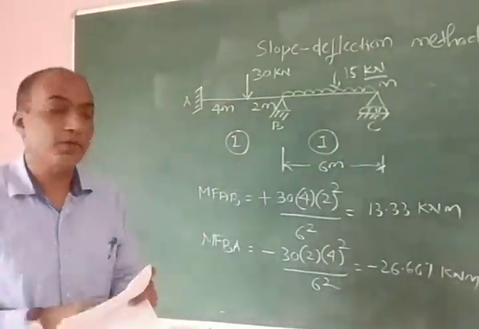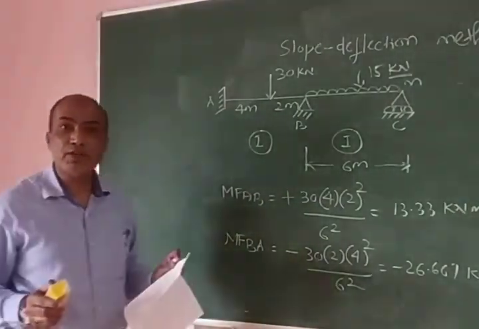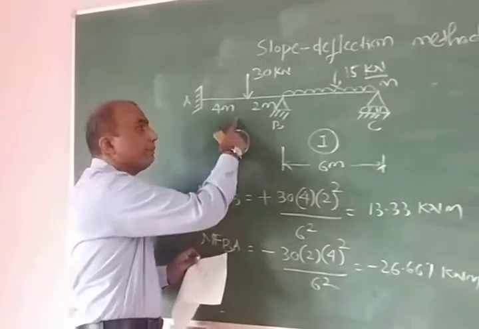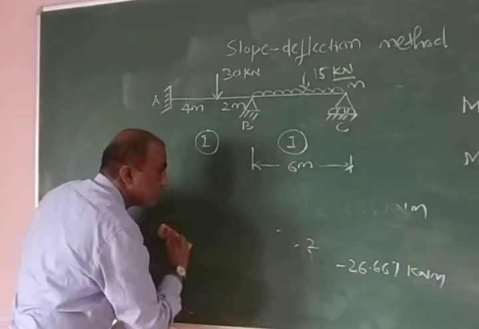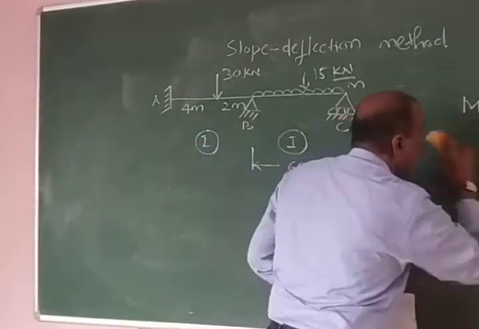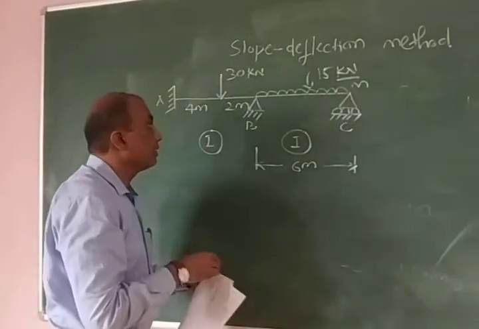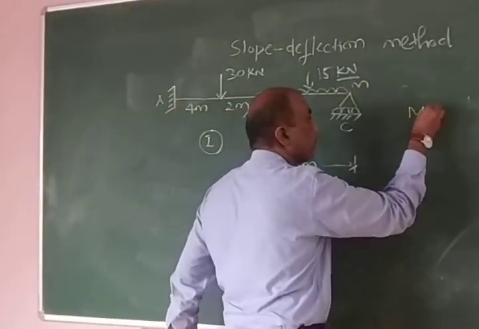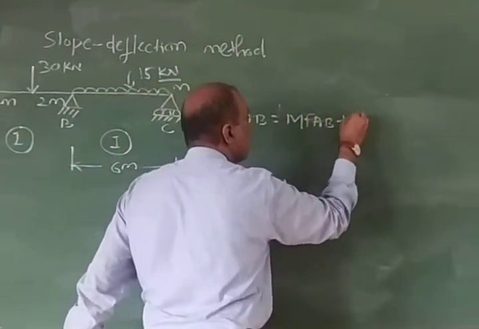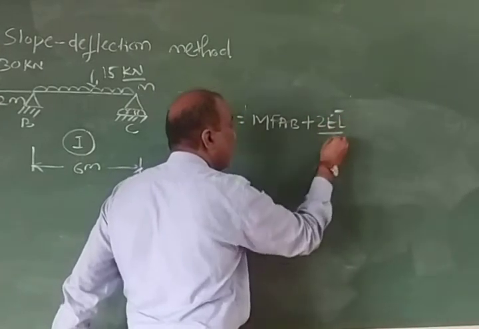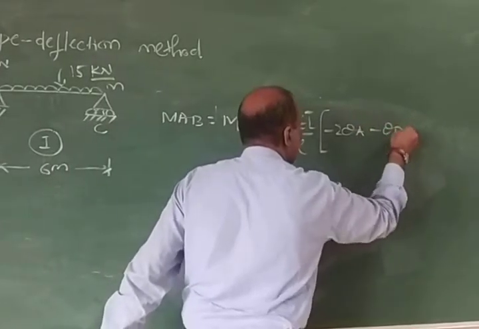Now what next? The next step is we should write down the slope deflection equations. How many slope deflection equations? 4. Why? Because 2 members, and for each member, 2 equations. So I am going to do it now. Just see how I am going to do this. It is a very important step. Slope deflection equations using the formula that are given. Now what is the first equation? MAB is MFAB plus 2EI upon L into 2 theta A plus theta B. This is the equation of slope deflection.